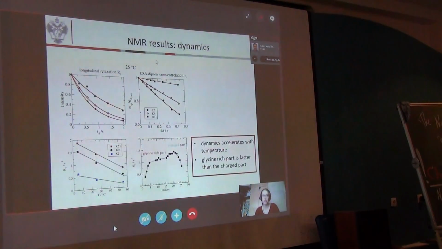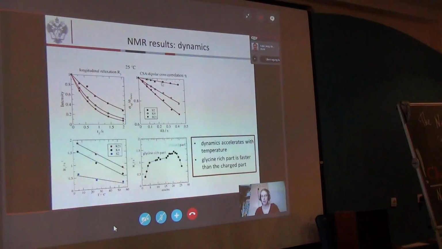Here are the NMR results at 25 degrees Celsius. In the left top picture, there's the longitudinal relaxation rate. The points are the intensity as a function of the evolution time for 3 different residues. Most of the residues do not scatter as much as this first observable peak. Most of the residues give very smooth curves, so we can fit it and we get R1 values with small errors.